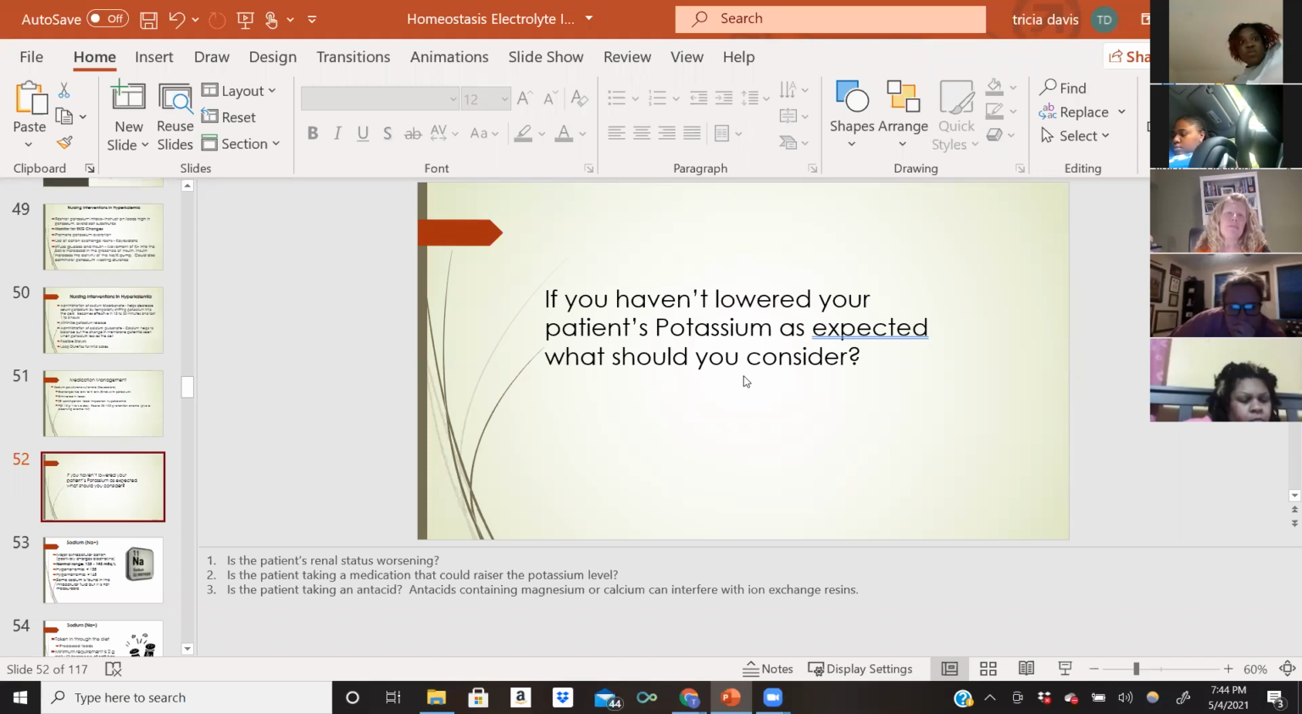And then sometimes we want to think, is the patient taking an antacid? So sometimes patients take antacids for acid reflux or indigestion, something like that. Those contain magnesium or calcium, and they can interfere with ion exchange resins in the body and cause potassium issues.